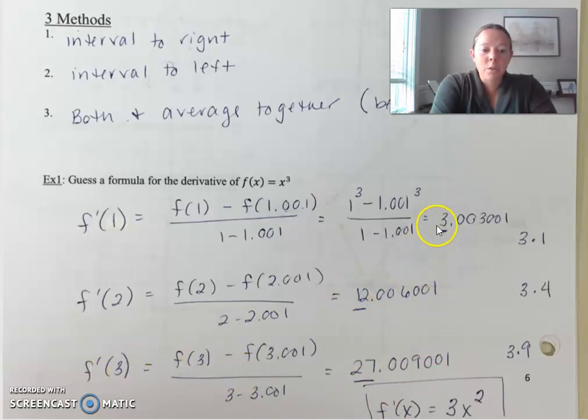All right, so looking at the integers here, 3, 12, 27, what's going on? Well, they all have multiples of 3, so I could write 3 as 3 times 1. I can write 12 as 3 times 4. I can write 27 as 3 times... what's going on here? You have 1, 4, 9. Those are perfect squares. So it's looking like the derivative is probably 3x squared.